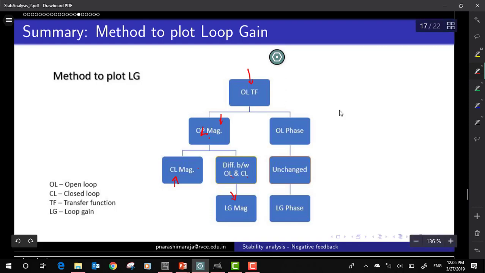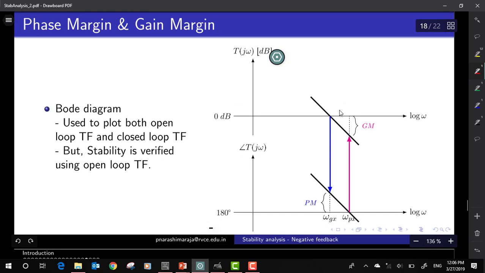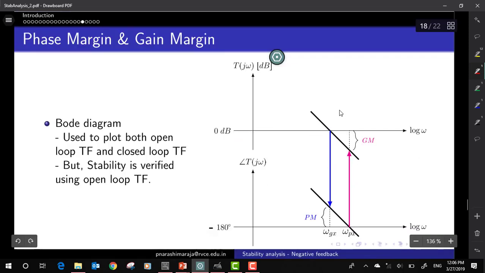Whereas in the case of the phase plot of my loop gain, we retain the phase plot of my open loop system itself. So both these plots are the same, provided my beta is not introducing any kind of phase, that is, there is no phase from my feedback network. Is that clear? If so, I can translate it as it is.